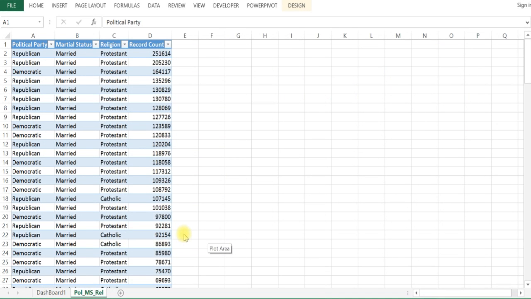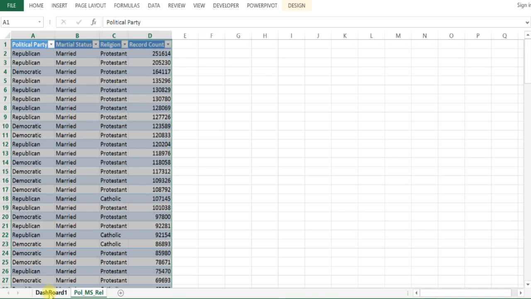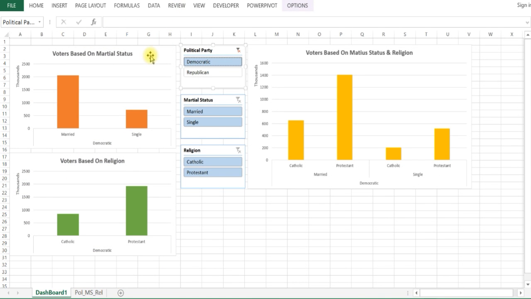This is my data for dashboard 1. I have three charts in dashboard 1. Chart 1 says voters based on marital status. Chart 2 is voters based on religion. Chart 3 is a combination of these two charts.